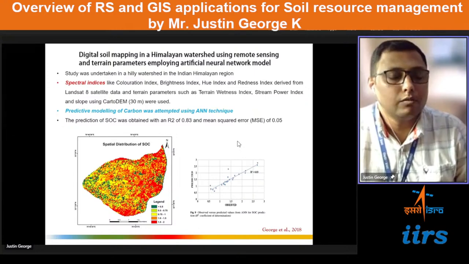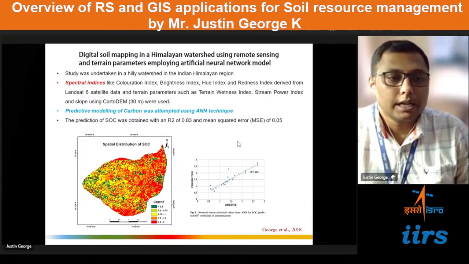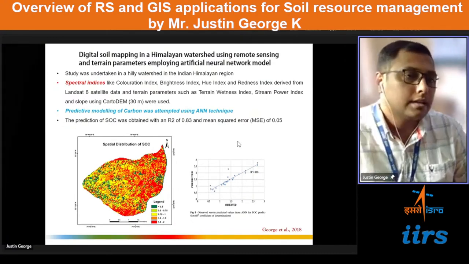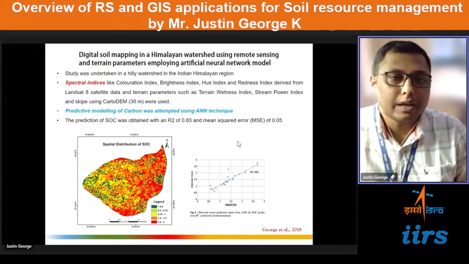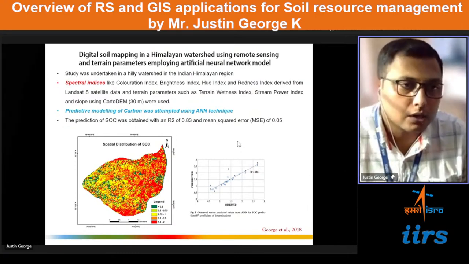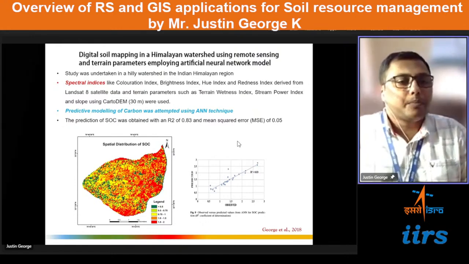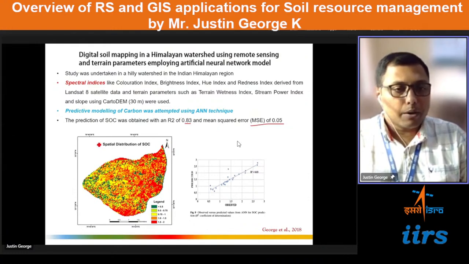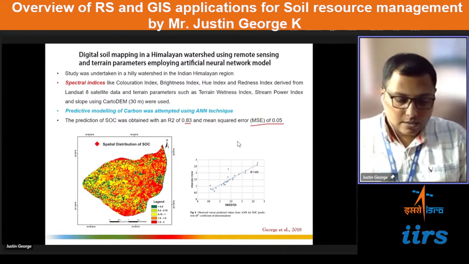The study was conducted in a hilly watershed in the Himalayan region. We generated spectral indices like coloration, brightness, hue and redness using Landsat 8 satellite data, and derived certain terrain parameters using digital terrain analysis, like the terrain wetness index, the stream power index, as well as the slope using a Cartosat 30-meter DEM. The predictive modeling of carbon we attempted using a CNN network, and we were able to predict soil organic carbon for the entire study area with an R-square value of 0.83 and a mean square error of 0.05. So this is the spatial distribution map of the soil organic carbon we were able to generate.